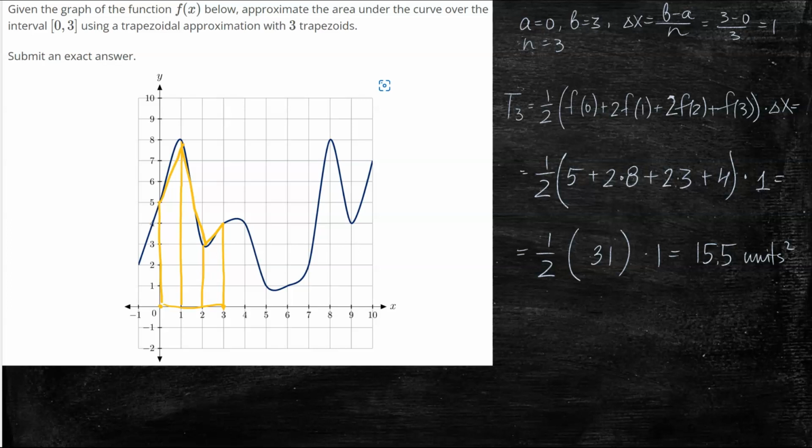Yeah, it seems like we covered the trapezoidal approximation, the formula, and how to use the formula when the function is given or when the graph of a function is given.